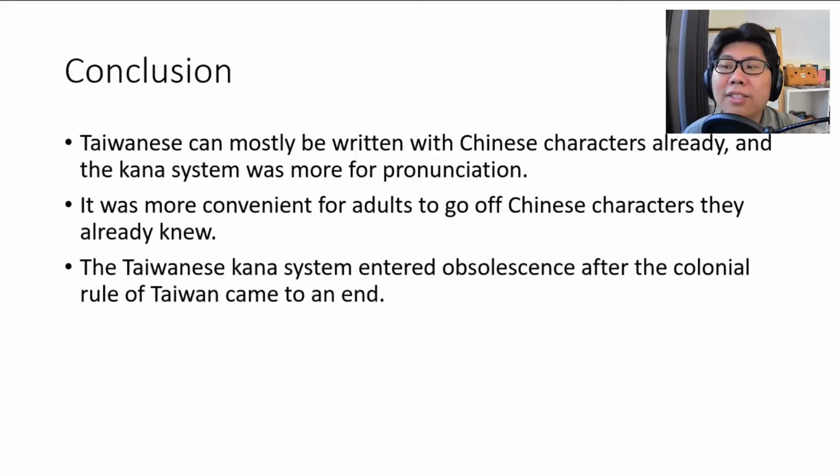In conclusion, Taiwanese can mostly be written with Chinese characters already, and the kana system was, I think, more for pronunciation. It was more convenient for adults to go off Chinese characters they already knew. For children, there's no need to teach them. The literacy rate of Taiwan at the time, by the way, was pretty low. It's about 10%, but still, I guess that's going to be 20% for adult males, so it's somewhat there. Source in the description. It's in Chinese though. The Taiwanese kana system entered obsolescence after the colonial rule of Taiwan came to an end.